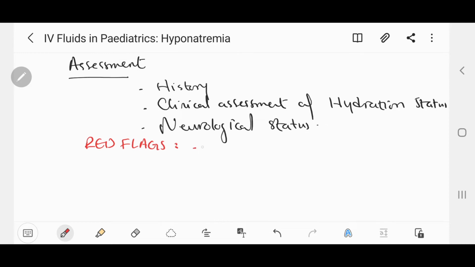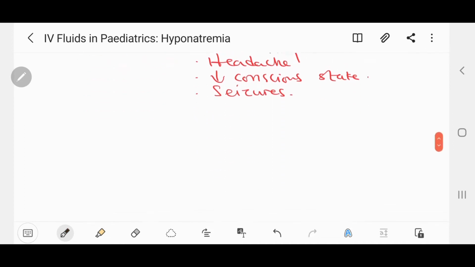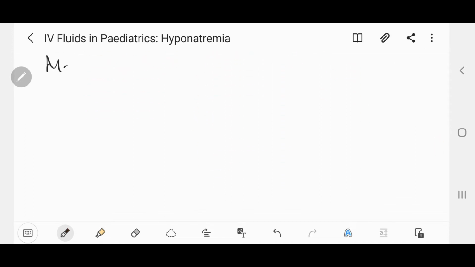So what are they? The first one is nausea and vomiting. The second one is irritability. The third one is headache. The fourth one is decreased conscious state. And lastly, seizures. Okay, so now let's move on to management. So we start with the investigations.